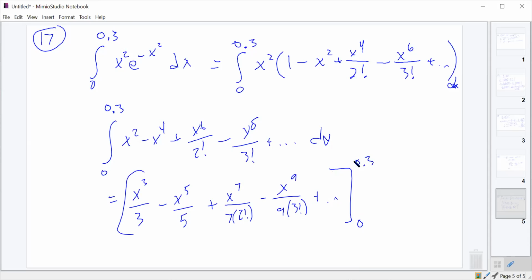And if we're going to evaluate this from 0 to 0.3 and we want it to be accurate, how many decimals do they say they want it to be accurate to? 3? We'll just plug it in until we know we're getting way more than 3 decimal points of accuracy.